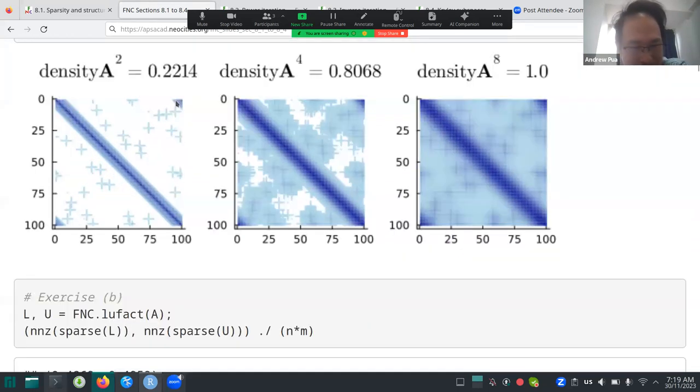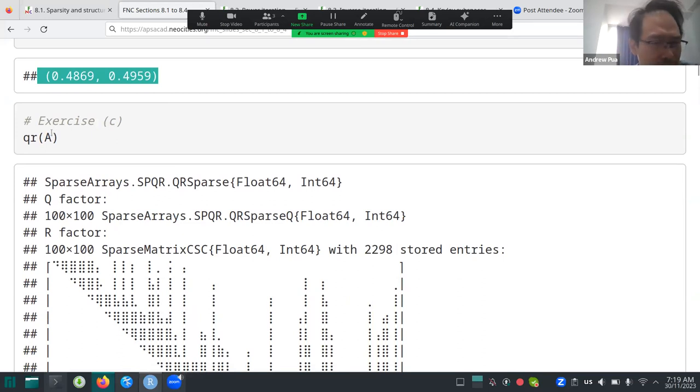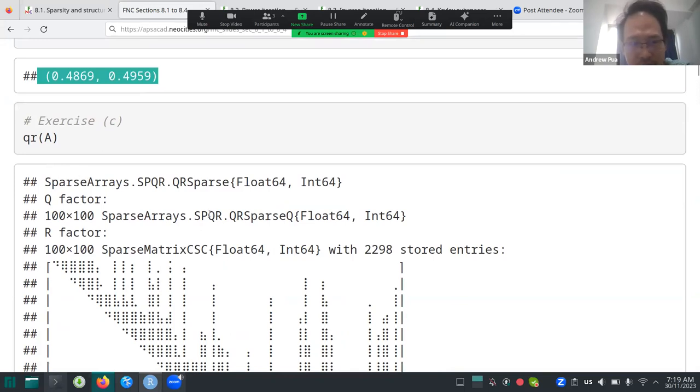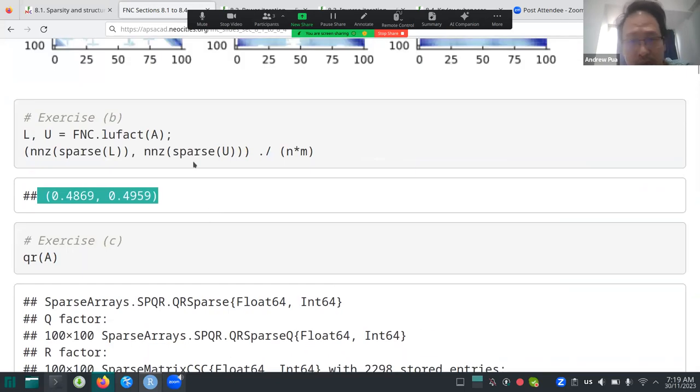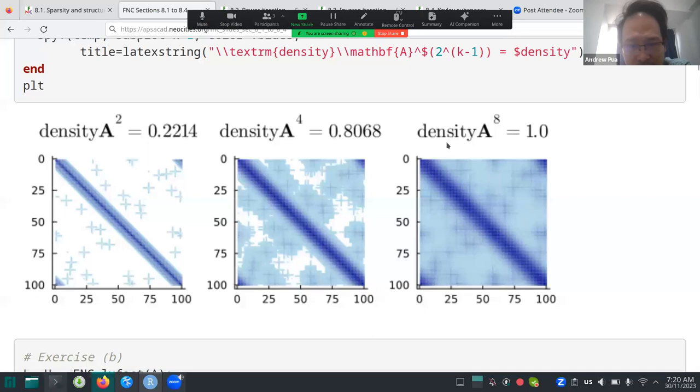Okay, and I think the rest I'll skip for the moment. It's really just doing these kinds of calculations and showing that it's still quite sparse. This LU factorization is still quite sparse, not so bad. For the QR one, I forgot to put the calculation, but the QR factorization could also be done, and you could calculate the density in pretty much the same way. But I think the main point is really showing this kind of picture, and having that at the back of your mind, because you'll see it again in 8.2 and 8.3.